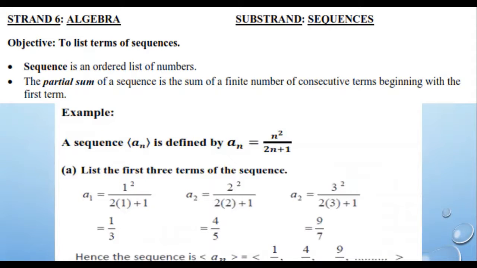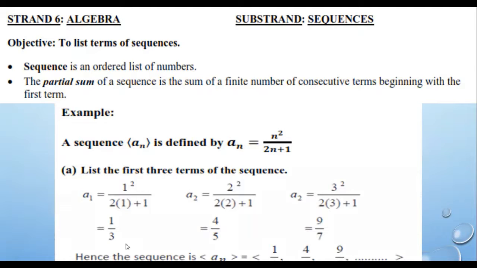Let's see. First one, the sequence. A sequence is defined by a_n equals n squared over 2n plus 1. It says list the first 3 terms of the sequence. Very simple. To find a1, the first term, your n will be 1. For the second term, n will be 2. For the third term, n will be 3.